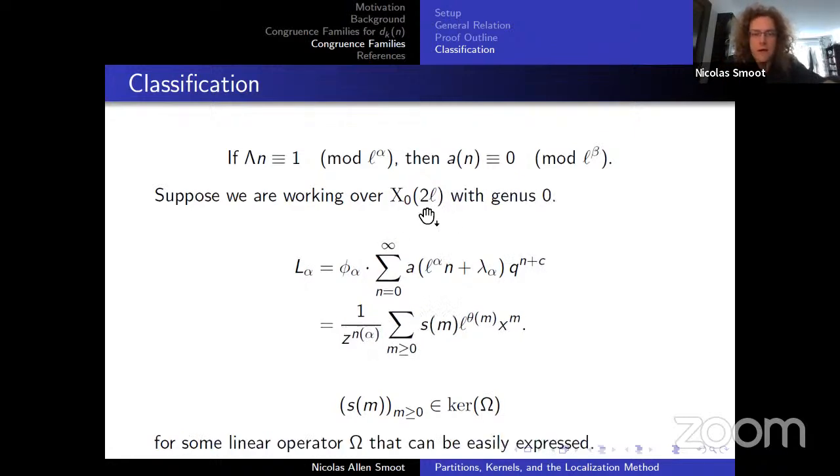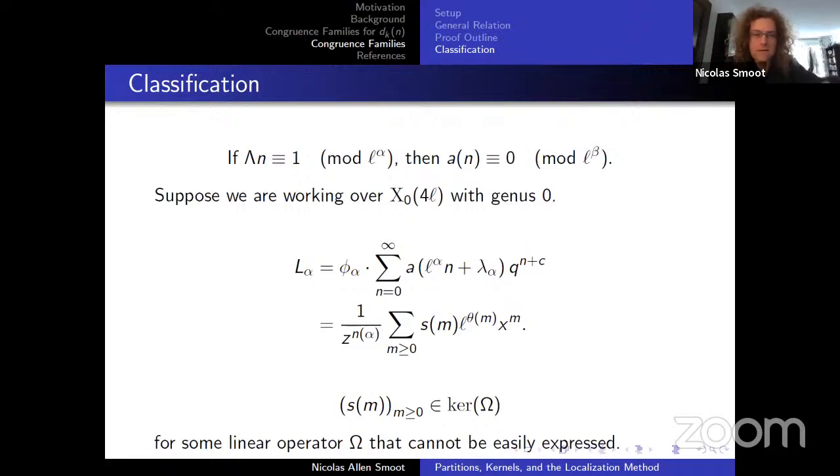When we're working over X0(2L), again, I'll say genus 0, although again, it doesn't change if you change the genus. I mean, it changes a little bit, but the key ideas don't change. Instead of L alpha just being a polynomial in X, it's a rational function. Z is a polynomial in X as well, rigged properly so that it's not divisible by the prime we're worried about. And now S_M is going to be in the kernel of some linear operator omega that can be fairly easily expressed. Although showing stability and so on is a bit tricky, it's not that bad. Okay, and the one I just showed you is a good example.